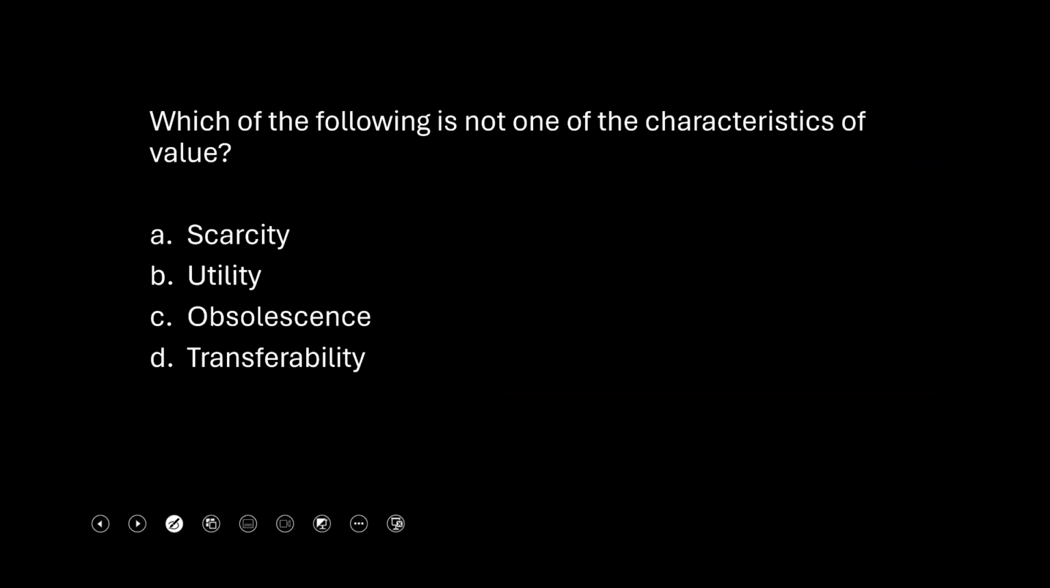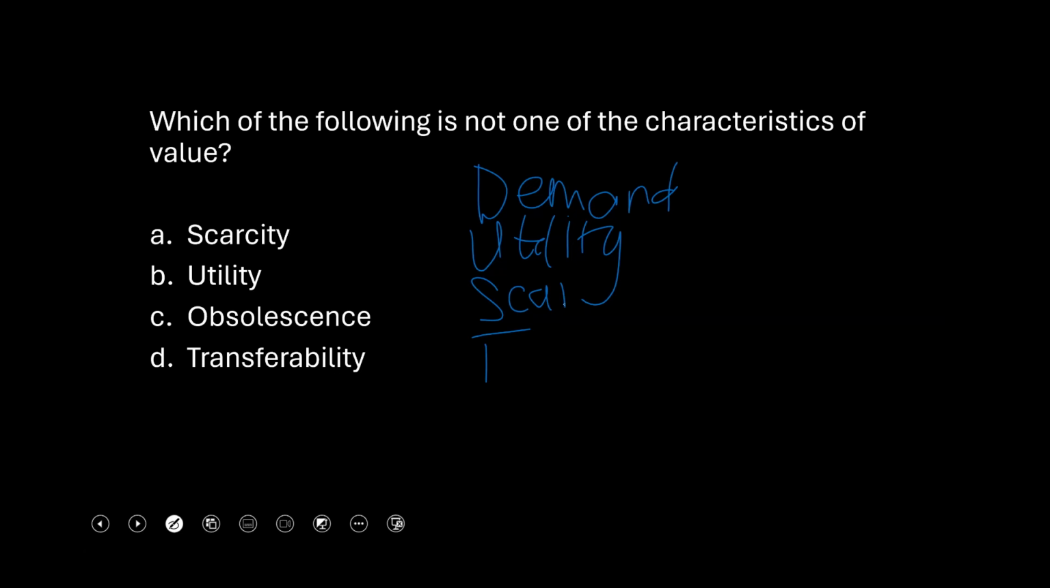So, factors that affect value, if you remember, there is an acronym, and I just did a video about this. DUST was the acronym for it. D is demand, U is utility. This is an I. S is scarcity, and T is transferability. So based on that, so this is an E. Based on that, what's the answer? Obsolescence.